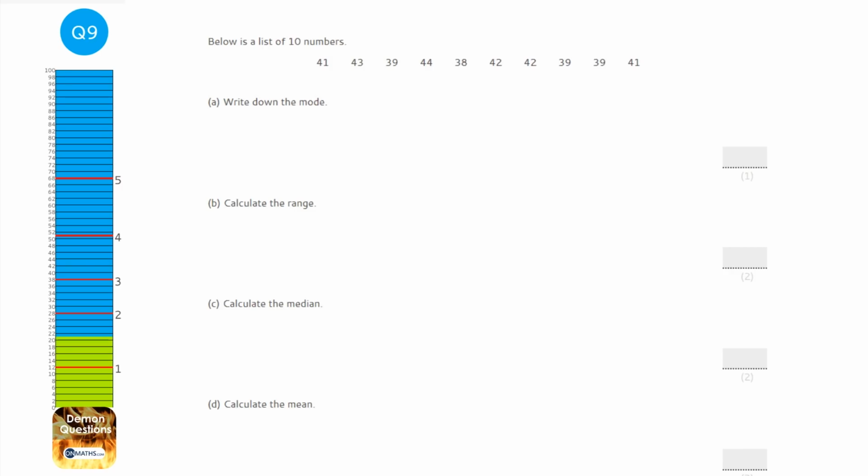And the place I'd start with this question, since we're going to be asked for the median anyway, is just to put these in order of size, and that will help us work out the mode and range. You don't have to do it, but it's much easier to spot. So the smallest number's 38. Is there another 38? No. The next number's 39. I think there's a few 39s.